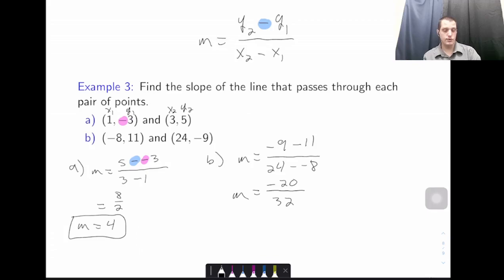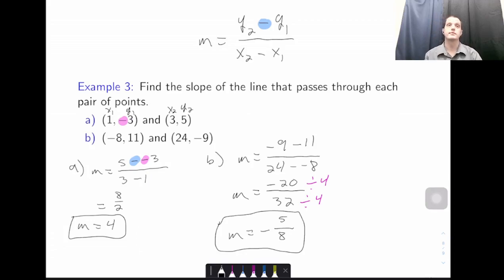We need to simplify. 20 and 32 can both be divided by 4. We're in Algebra 2 here, folks. We need to make sure that we reduce our fractions. So we're going to get m is equal to negative, yes, I'm writing it on the side, 5 over 8. There we go. So be sure to reduce your fractions, because even though it's kind of right, it's still kind of wrong if you don't.